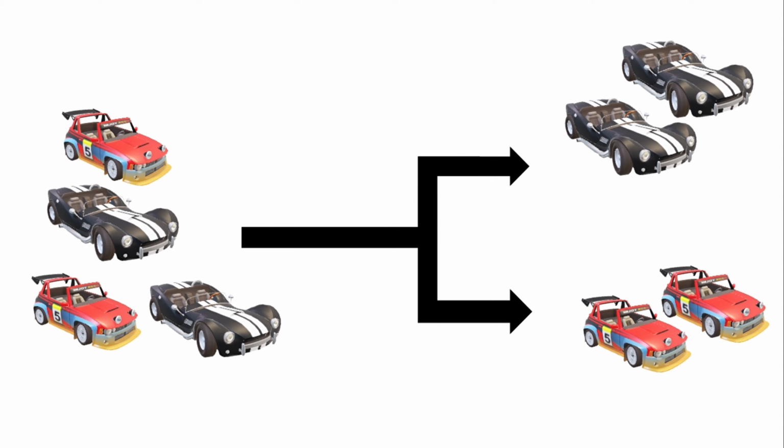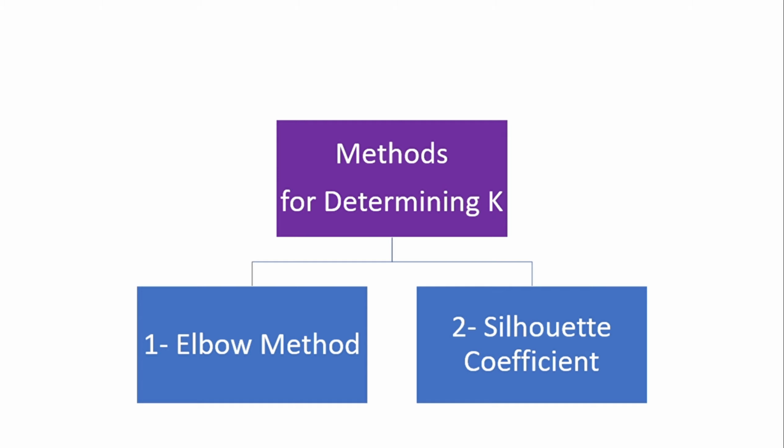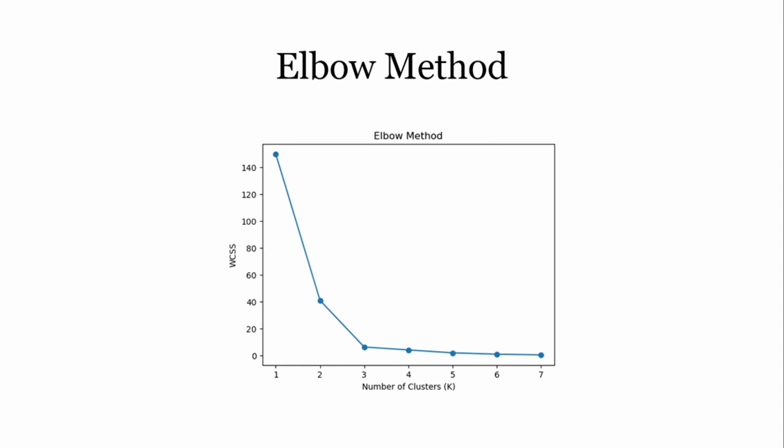Choosing the number of clusters, denoted as K in K-means clustering, is an important step. There are a few common methods for determining the optimal number of clusters. The first method is the elbow method, and the second method is the silhouette coefficient. Regarding the elbow method, we plot the within cluster sum of squares against the number of clusters. We look for a point on the plot where the decrease in the within cluster sum of squares starts to flatten out. The elbow point is often considered the optimal number of clusters. It suggests a trade-off between a lower within cluster sum of squares and a simple model with few clusters.